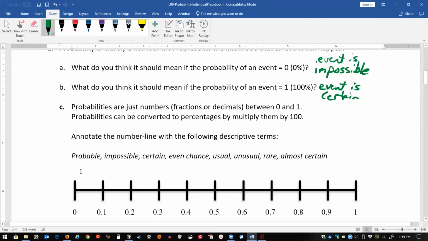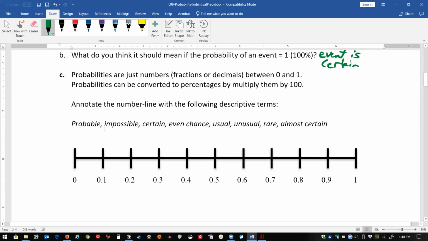Okay, so I want you to explore some of these other terms. We already talked about impossible and certain, right? You can label those as the 0 and 1 spot. But here are some other words. Order them along this scale based on what those mean. Okay?